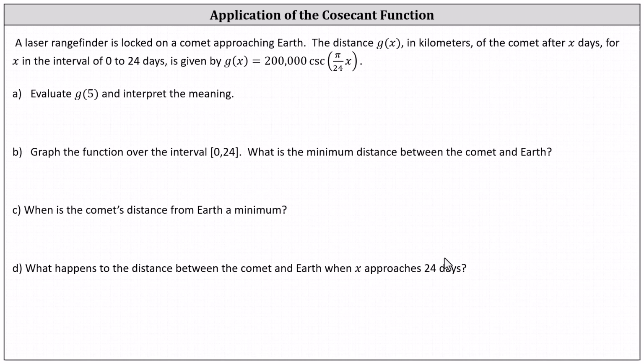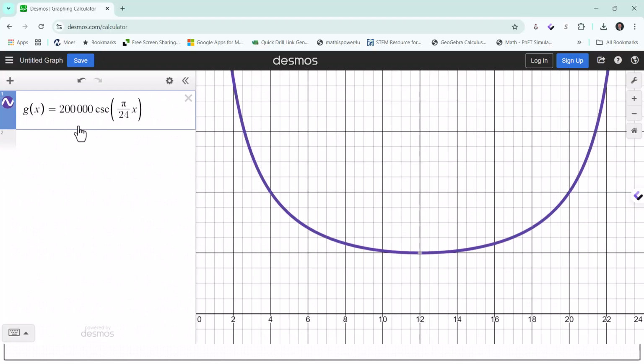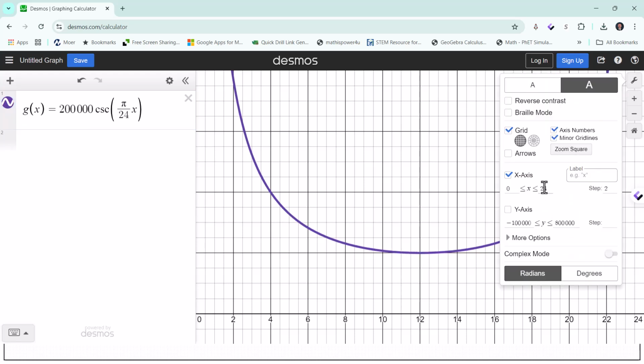I've already set some of this up in Desmos. I've entered the function in cell 1. I've also adjusted the window. Notice the x-axis goes from 0 to 24. The y-axis goes from negative 100,000 to 800,000. Also notice that I am in radian mode, which we should recognize is required because of the pi in the input of the cosecant function.